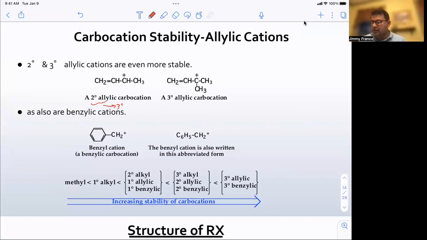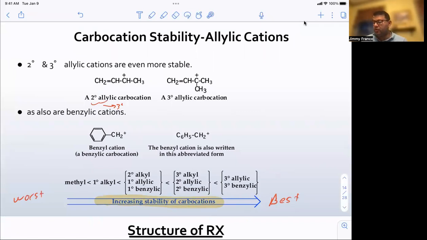Same idea with benzylic. Benzylic just means you're one away from a benzene ring. Remember, our benzene ring is that 6-membered ring with the alternating double bonds. The reason that's true is we can pull that electron density out, make that double bond, and move that carbocation around the ring. So if we put this all together, this is the increasing stability of our carbocations. The best over here, and worst on this side.